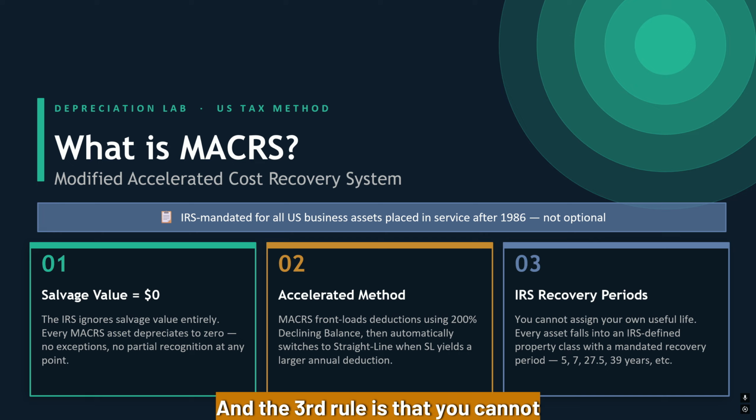And the third rule is that you cannot choose your own useful life for an asset. The IRS has defined specific property classes, and every single business asset you own must be assigned to one of those classes. The class determines the recovery period, how many years you depreciate the asset, and you are not allowed to deviate from it.